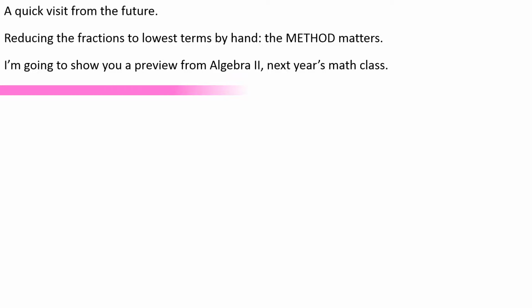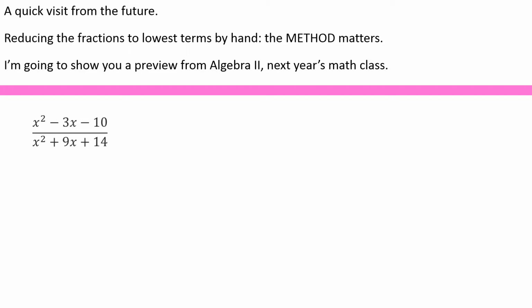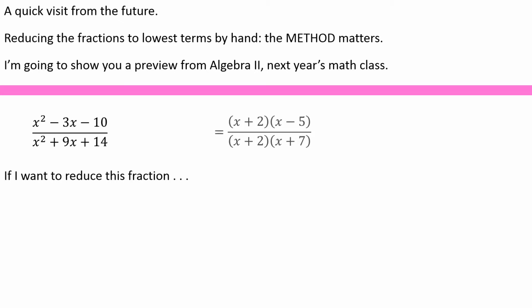Now, I don't expect you to understand everything you're about to see here. We want to jump in a time machine and take a look at why I'm insisting that we try to reduce fractions by hand. If you encounter a fraction like this, how on earth would I reduce it? Well, I can only cancel factors, which means I'd have to first factor the numerator and denominator, and then identify the common factor and cancel that out.